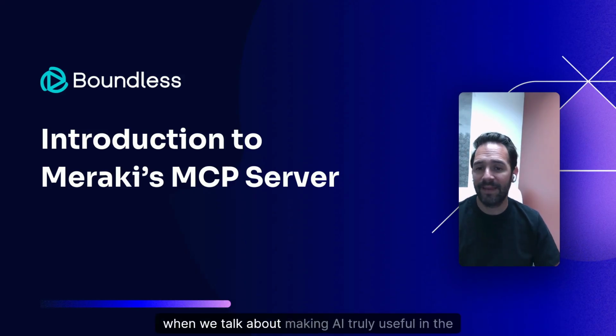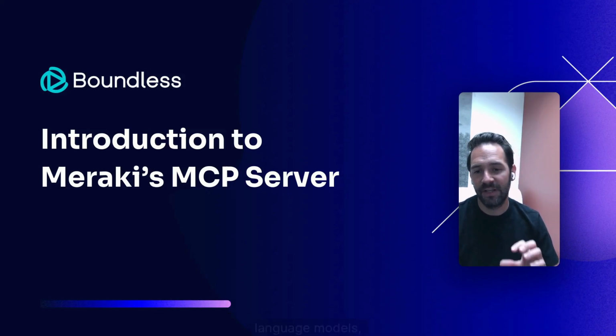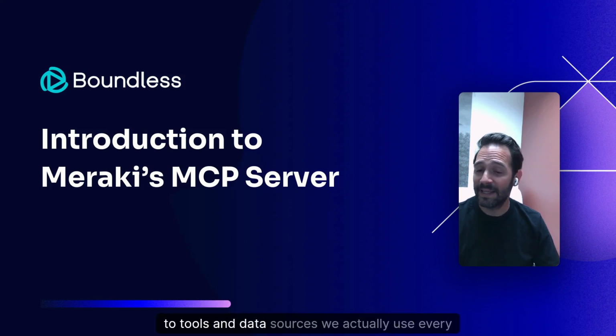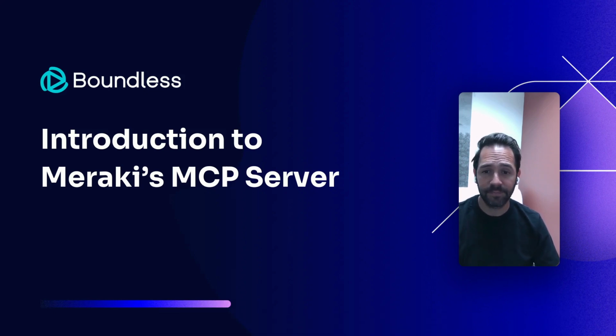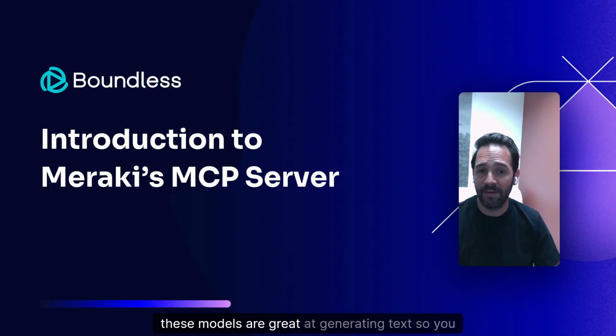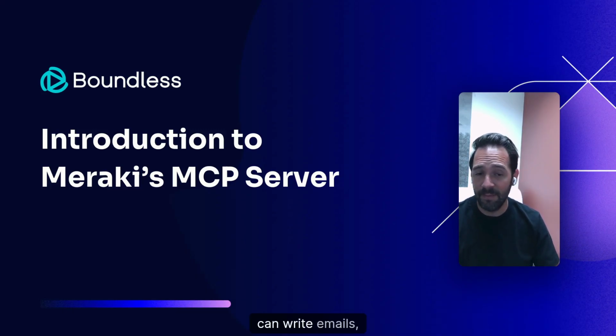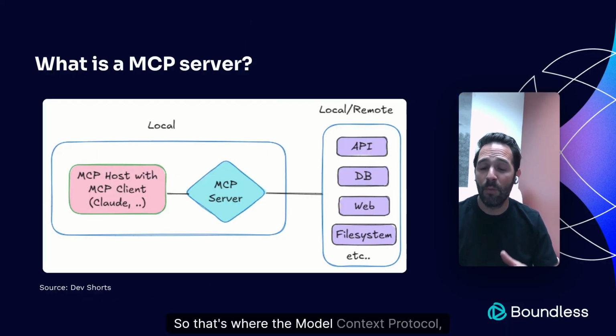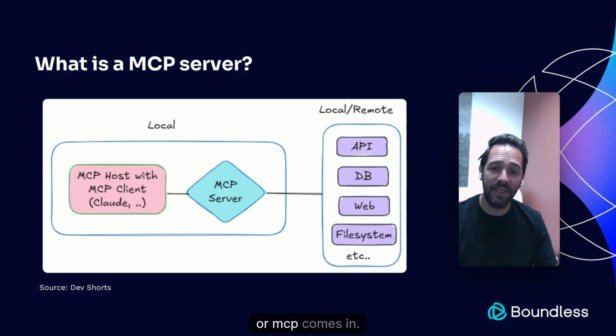When we talk about making AI truly useful in the real world, one of the biggest challenges is connecting large language models, so LLMs like ChatGPT or Claude, to tools and data sources we actually use every day. By default, these models are great at generating text. You can write emails, but they cannot really perform real actions or fetch live information on their own. That's where the Model Context Protocol, or MCP, comes in.